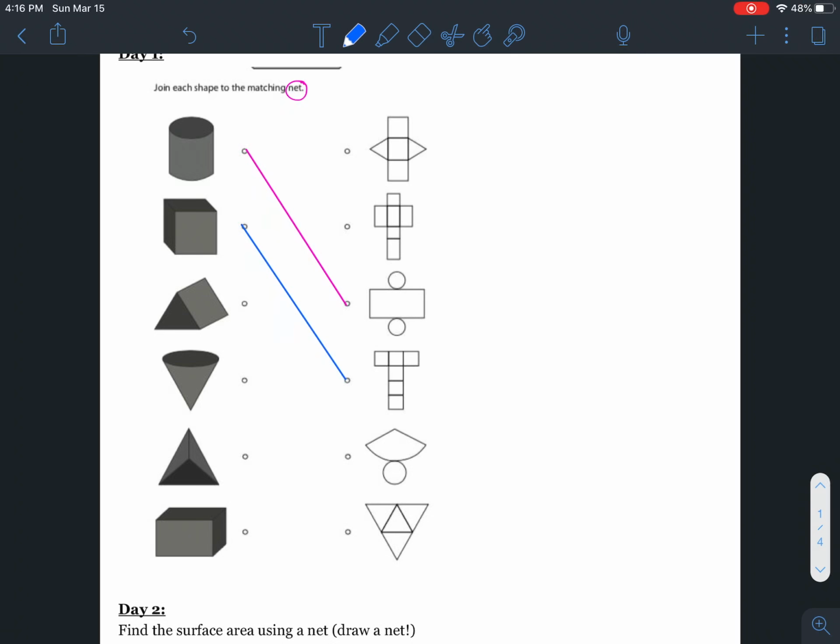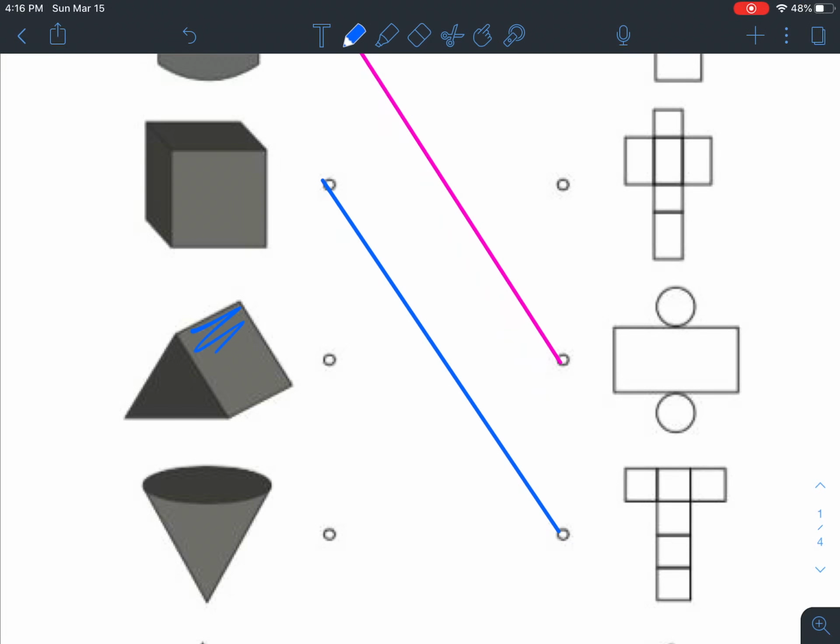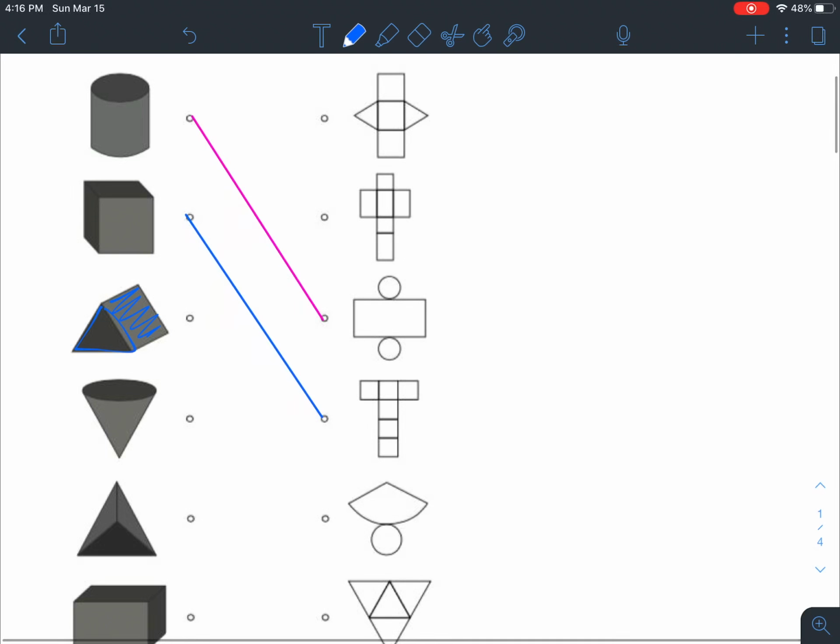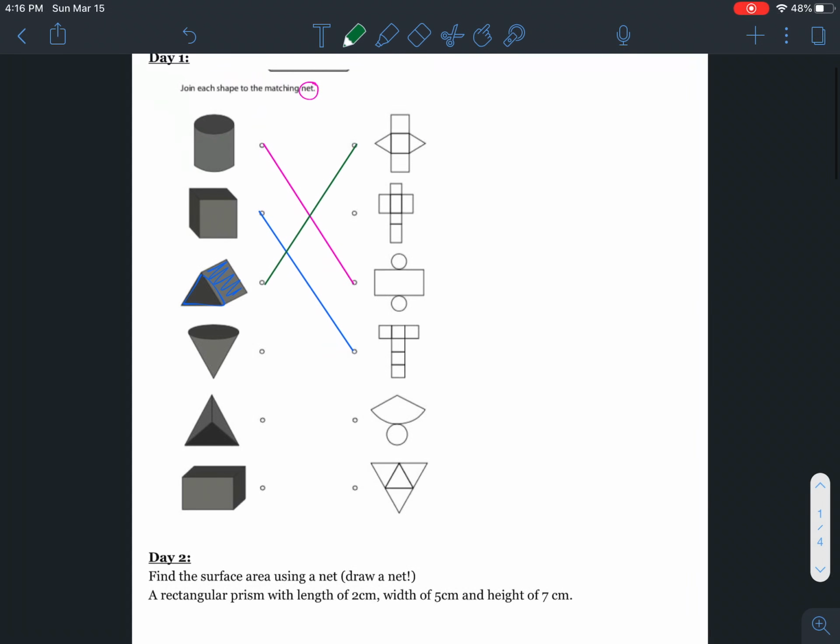The next one is a triangular prism. So the sides here are rectangles, but the 2 bases are triangles. So the one that matches is the very first one. Next is a cone. So it has a circle for a base. And then when we unfold it, it looks like that.